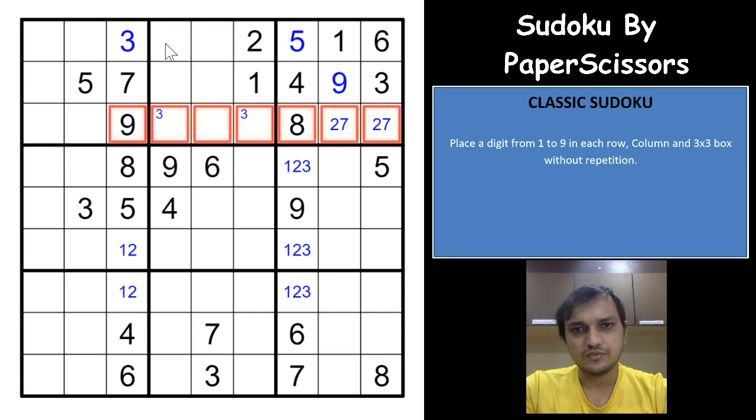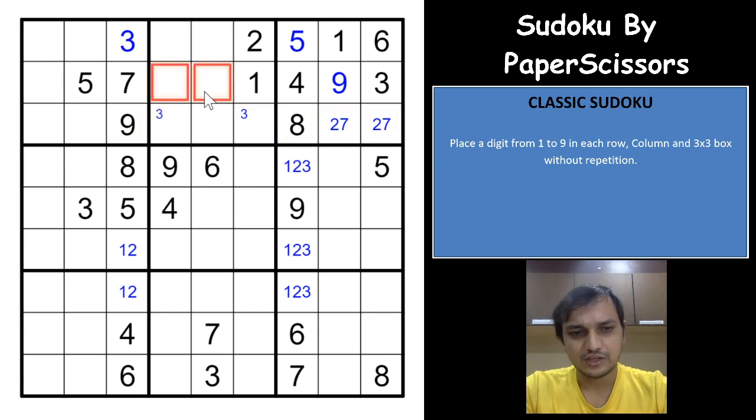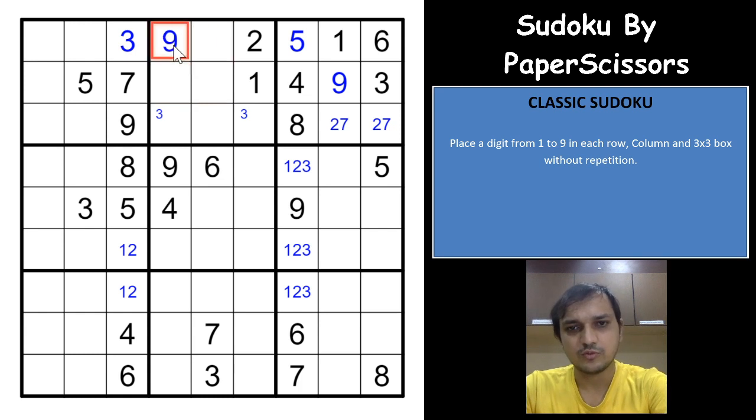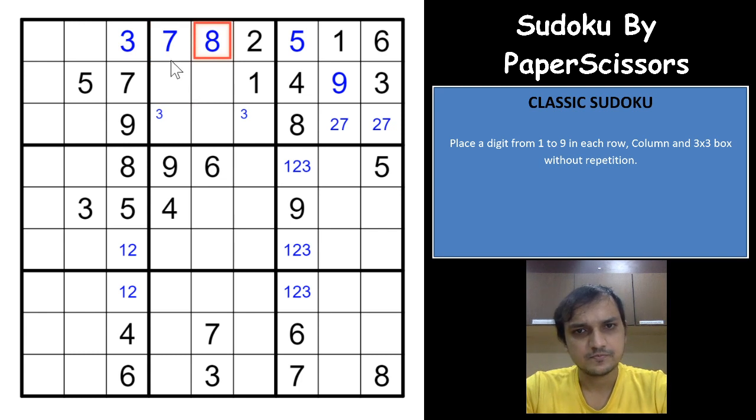9, 8 and 7 would have to be in one of these 4 cells. 7 cannot be here, 7 cannot be here, so this would have to be 7. This would have to be 9, right? 9 cannot be here. Okay, and these two digits are 4 and 8 in any order.